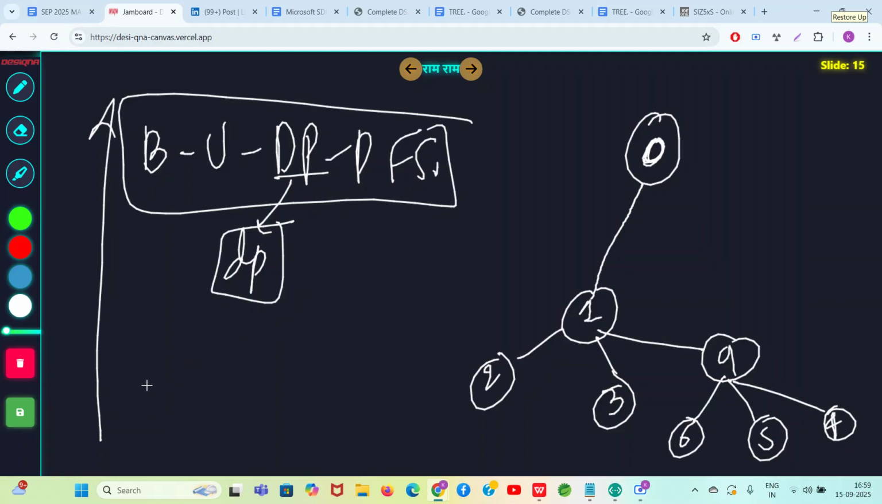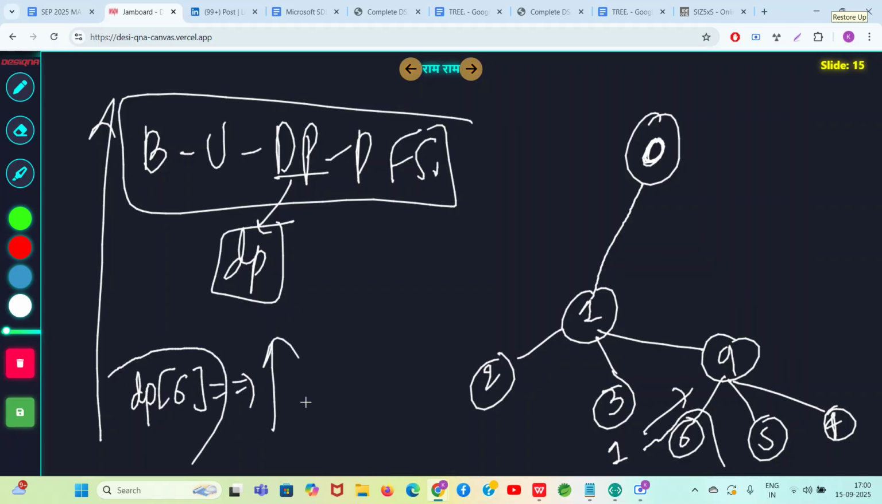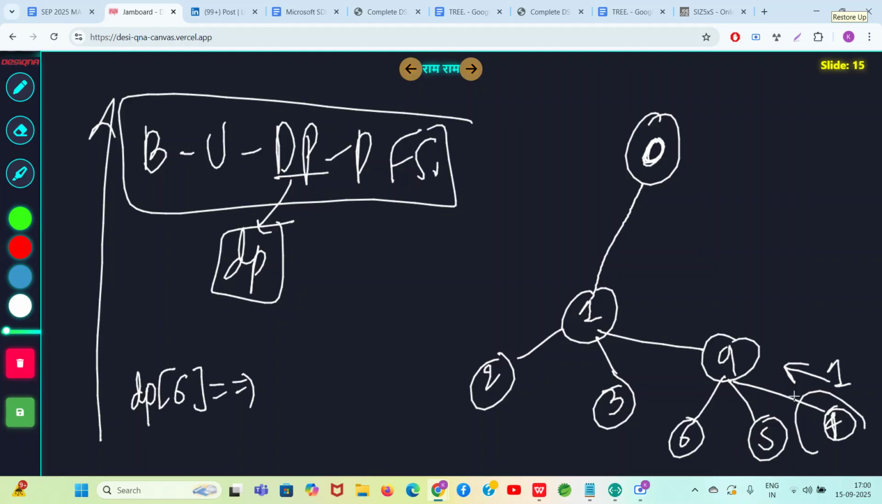So what should DP of 6 tell you in our case? Obviously, DP of 6 will tell you that there is one person, and that one person wants to go up. So DP of 6 tells you the cost of the person at node 6 to go up. DP of 5 will again tell you one, right? One person wants to go up. DP of 4 will also tell you that only one person wants to go up.